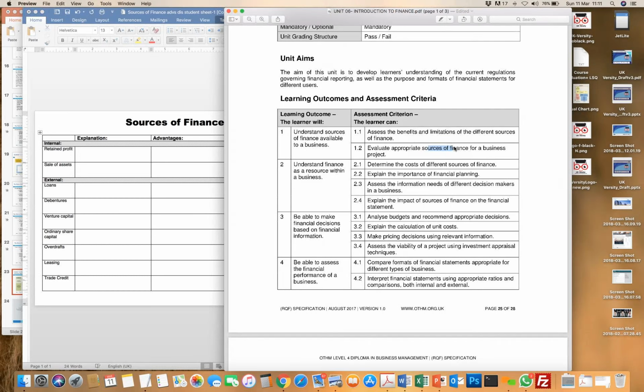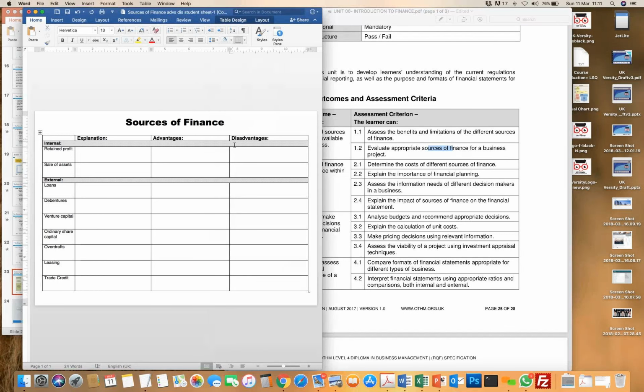Okay. Task 1.1 and 1.2. So we are looking at benefits and limitations of different sources. Benefits and limitations would be the advantages and disadvantages. And what we are listing out is the types of sources of finance here. So I'll label this 1.1/1.2. Okay? All right.